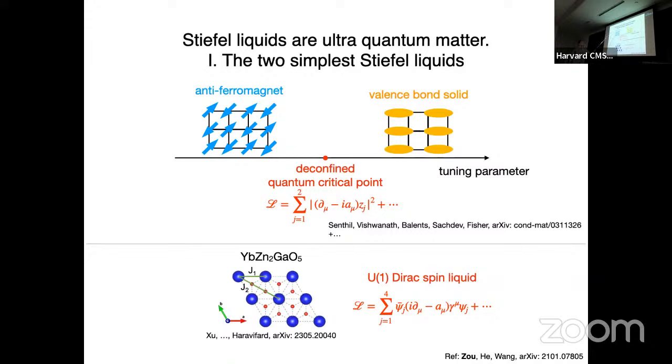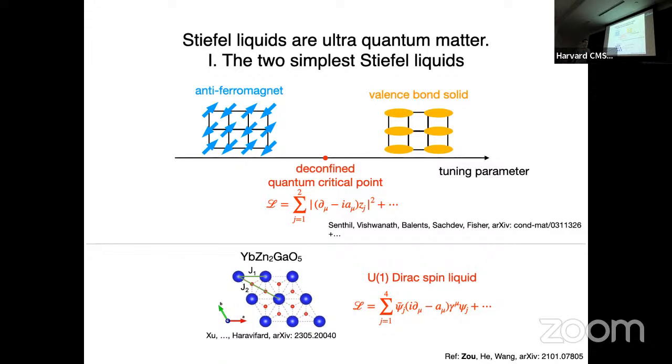The first one has another name, called the theory of deconfined critical point. For example, it can describe a transition between an antiferromagnet and a valence bond solid on a square lattice spin 1/2 system. And this is the simplest stiefel liquid. And the second simplest stiefel liquid is supposed to be this so-called U1 Dirac spin liquid.